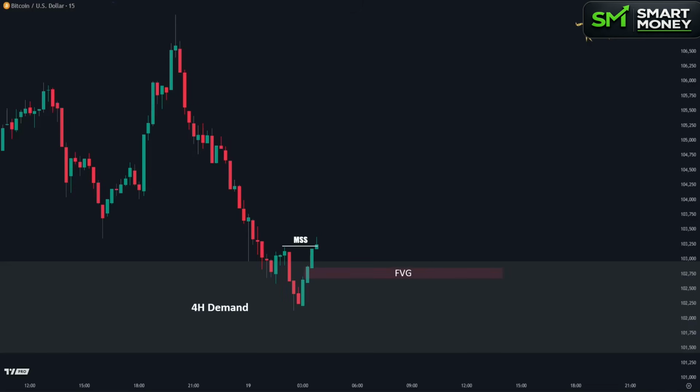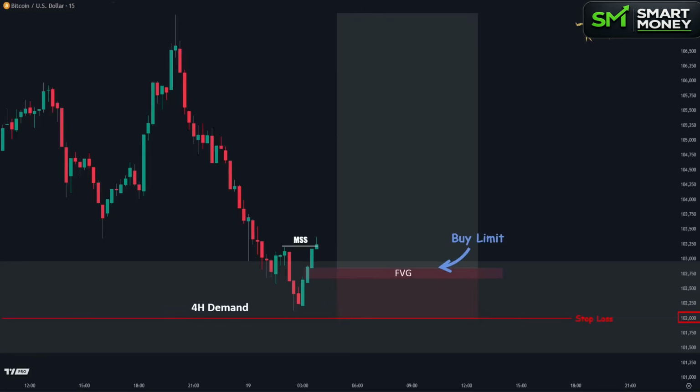This imbalance may attract price back before the bullish continuation. So I place a buy limit order at the upper boundary of the fair value gap and wait for price to activate the entry. Now, let's see how the trade develops.